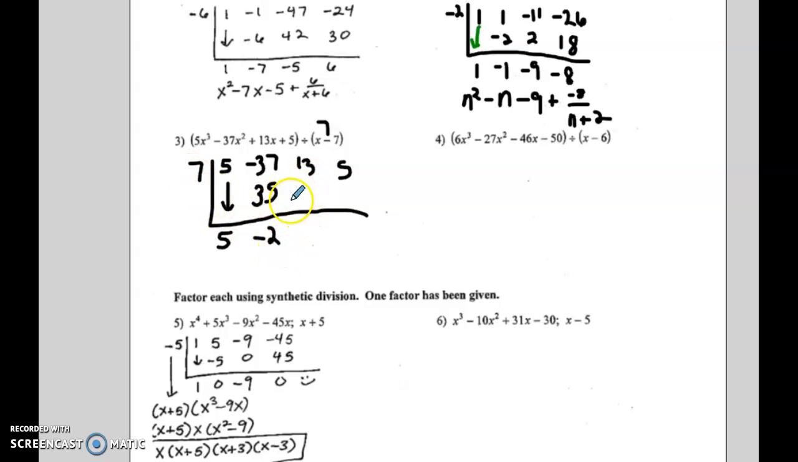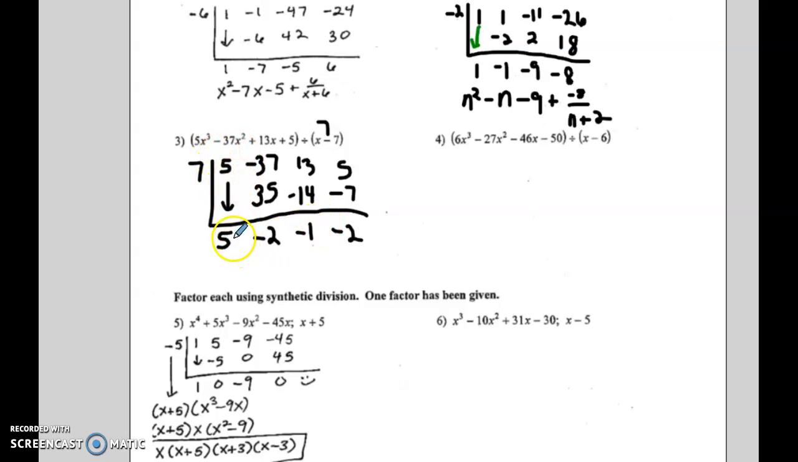7 times negative 2 is negative 14. I add down, I get negative 1. 7 times negative 1 is negative 7. I add down, I get negative 2. Now this is my answer, so to speak. It's my coefficients. I've got to get my letters back in.